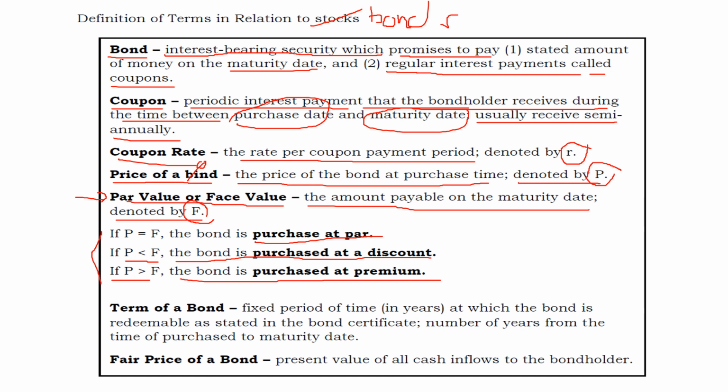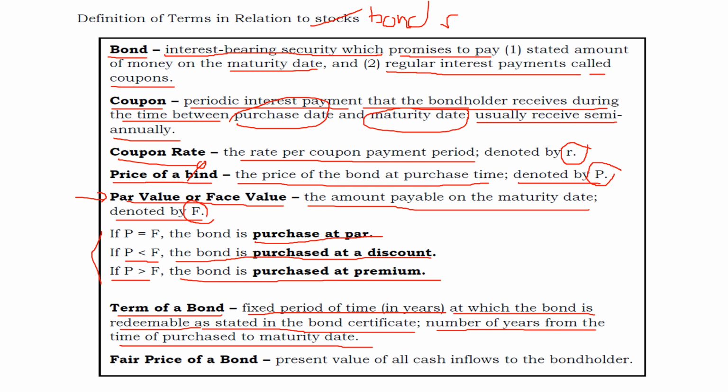Now, dealing with the term of a bond. By definition, the term of a bond is a fixed period of time in years at which the bond is redeemable. So you need to take note of that: at which the bond is redeemable as stated in the bond certificate. It is the number of years from the time of purchase to the maturity date. That will be the term of a bond.